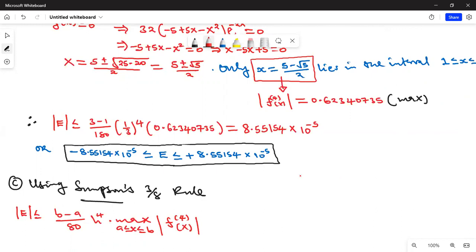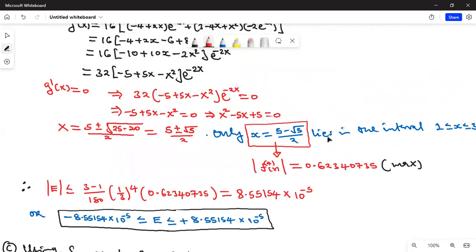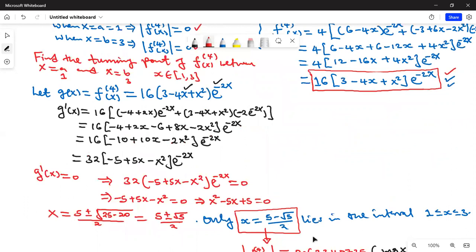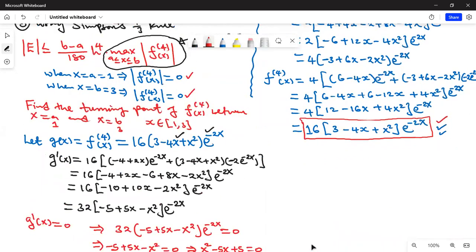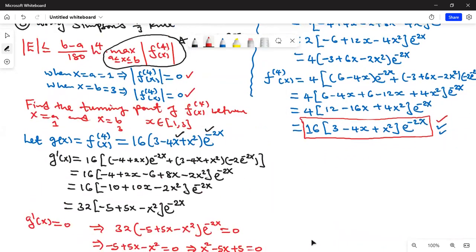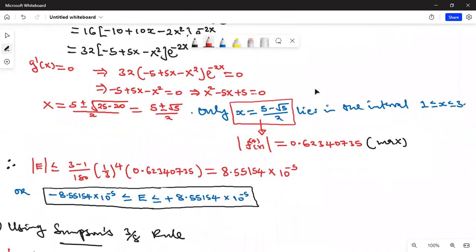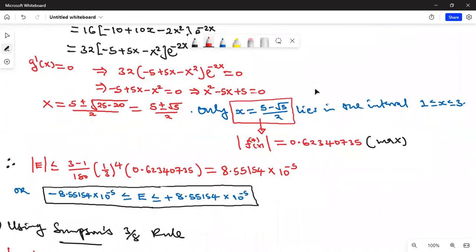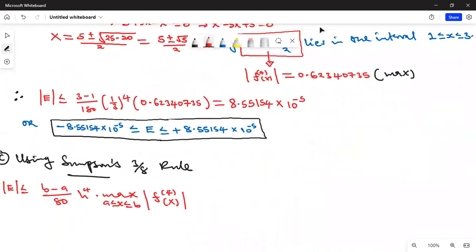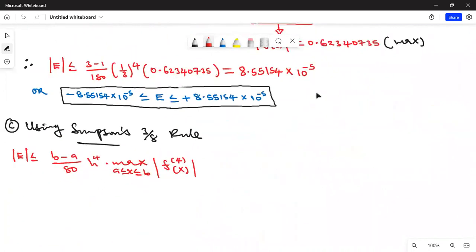The only difference is that in this case it is 80, the other one was over 180. So just import the same values that we have used. I can see there was 0 when x is a, there was also 0 when x is b, and finally when x is 5 minus root 5 over 2, we got 0.62340735, which is the maximum value. So we just import it. We don't need to do that again.